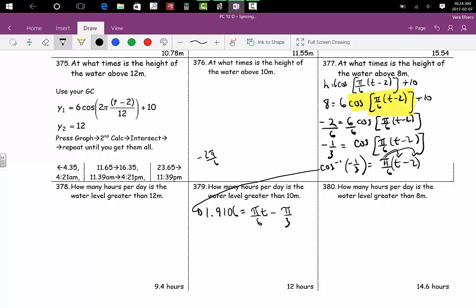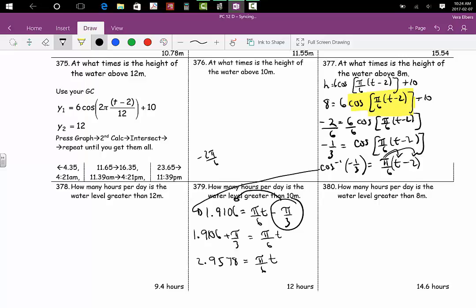Okay, so now it's simply a matter of isolating the variable. So you want to move the negative pi over 3 to the other side. So you want to get 1.9106 plus pi over 3, and that is equal to pi over 6t. Then you get your calculator out, go 1.9106 plus pi over 3, and you're going to get 2.9578, which is equal to pi over 6t.